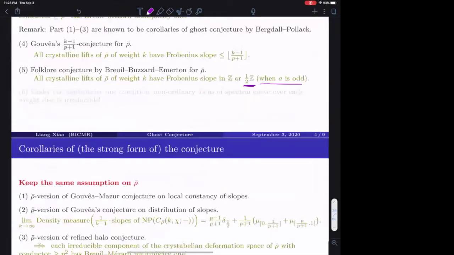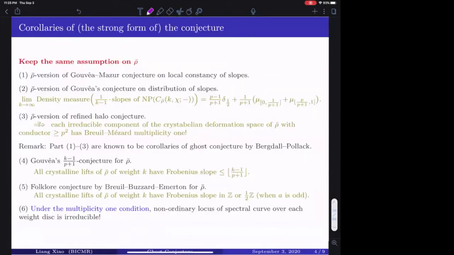And I think, at this moment, under the multiplicity 1 condition, we can show that the non-ordinary locus of the special curve over each weight disk is irreducible. This was conjectured by, I guess, Coleman and Mazur, asking whether the eigencurve has finitely many irreducible components. And I guess this at least provides some evidence for this. We're not quite sure how to deal with the case when this multiplicity is not 1 yet. We haven't thought too much about this yet.